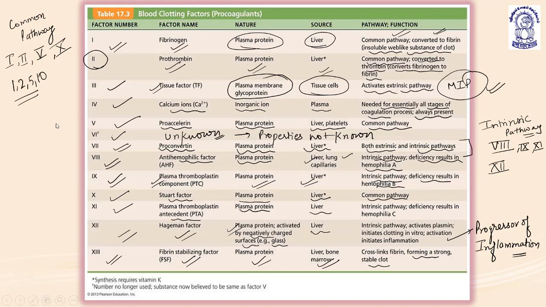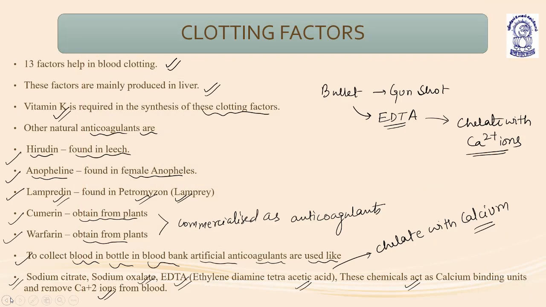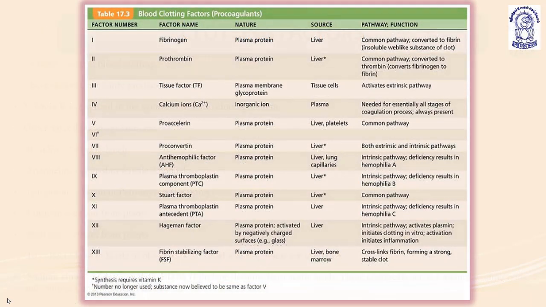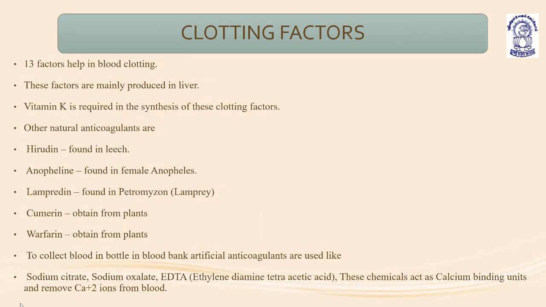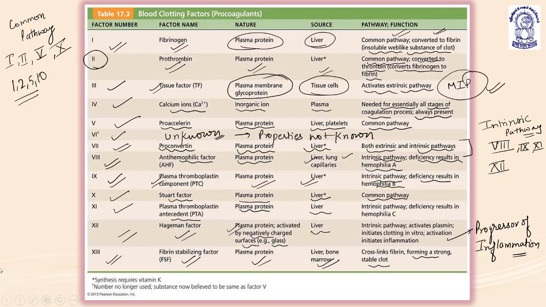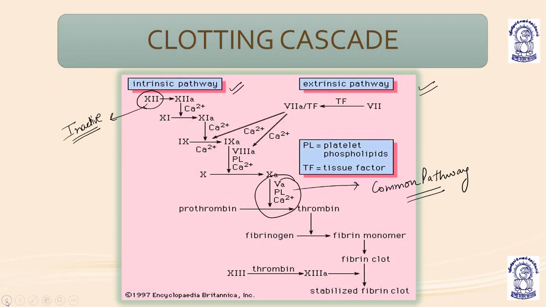Now, these are the clotting factors. Now, I'll show you the clotting cascade. What is exactly happening? See, the intrinsic pathway is activated by factor number 12. Firstly, it is inactive. You can remember the name of factor number 12 from here: factor number 12 is Hageman factor. Factor number 12 gets converted to its activated form, the double tick.